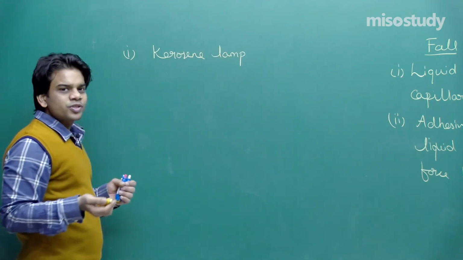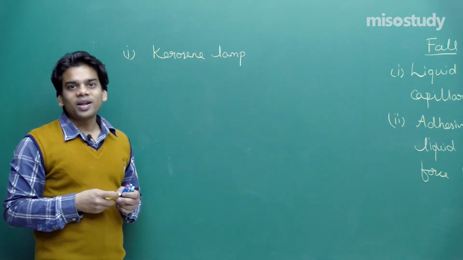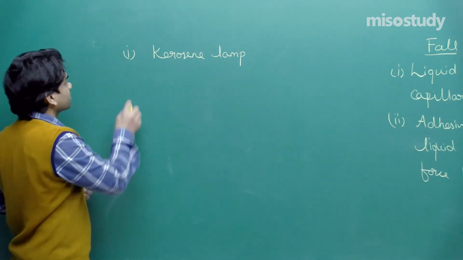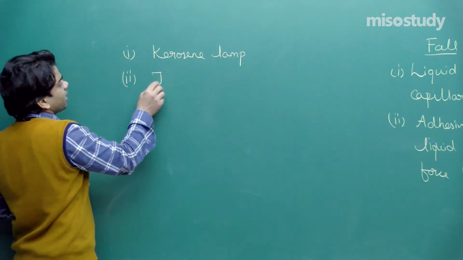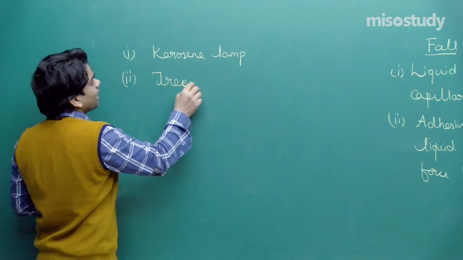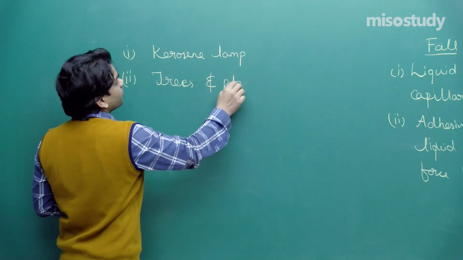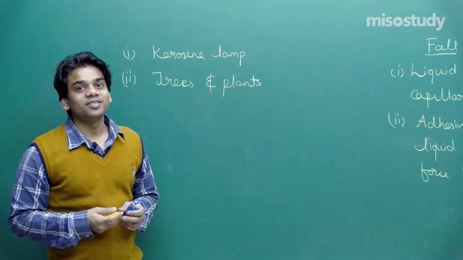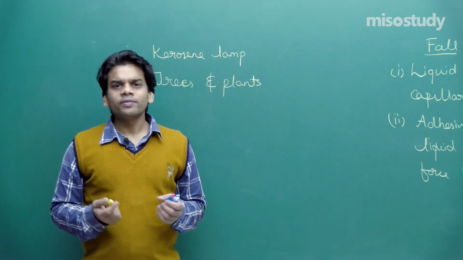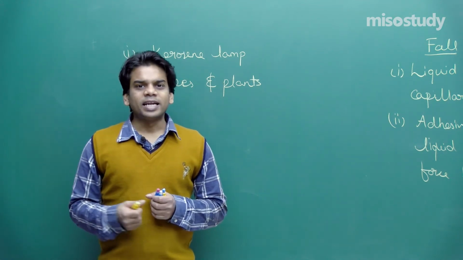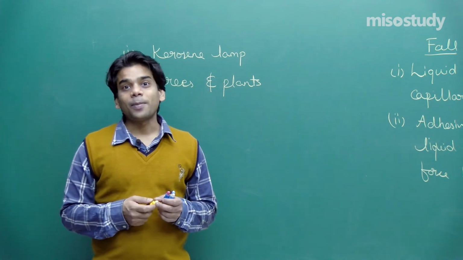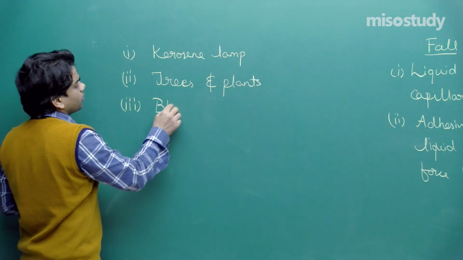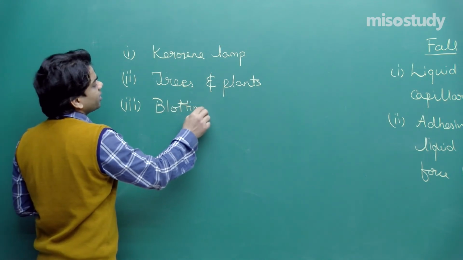Now, there are many other places. Even in trees and plants, the liquid rises from soil to the top, and that is due to capillarity action. In trees and plants, capillarity action makes the water rise from the bottom to the top part. There are many more places. Even a blotting paper, if you put it in liquid, soaks the liquid due to capillarity action.